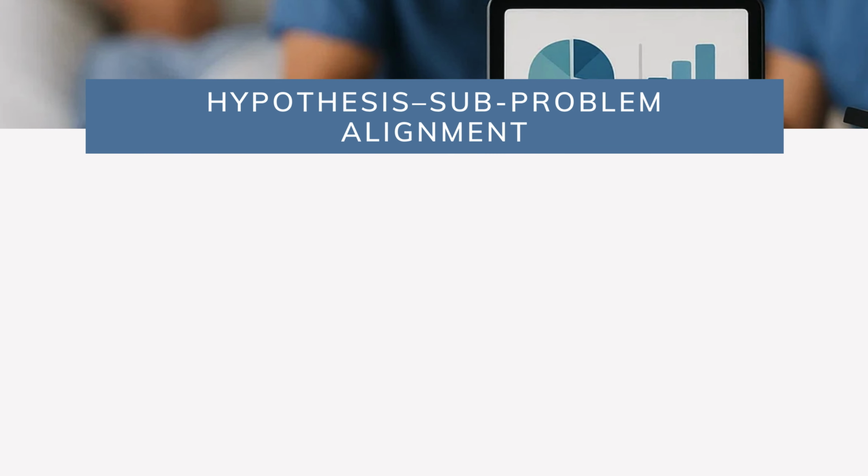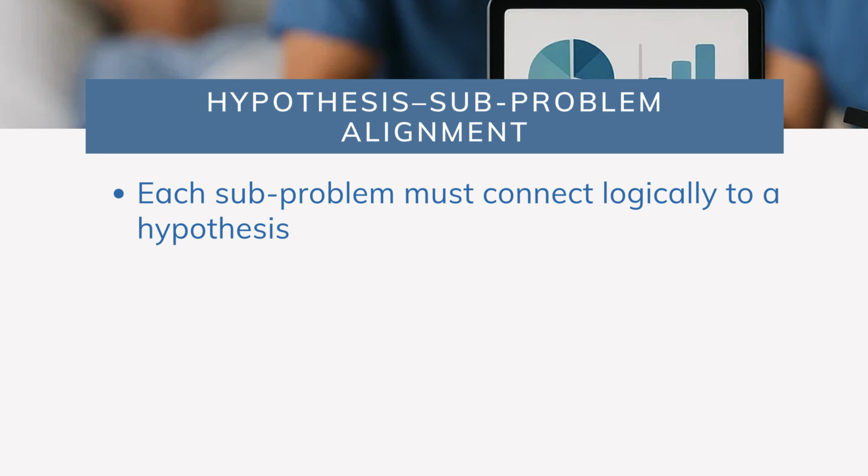Now that we understand how to construct good hypotheses, let us talk about how they must relate to your research subproblems. This is one of the most important principles in proposal writing, the alignment. Each subproblem must connect logically to a hypothesis. This is one of the most important points for coherence in your study.